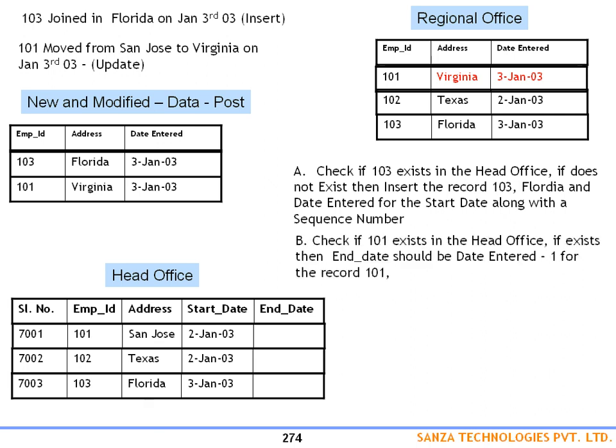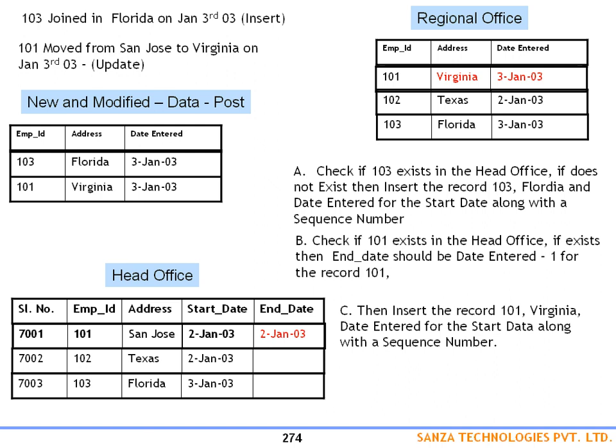And if 101 exists, calculate the end date as the date entered minus 1, that is, calculate the start date, end date, sorry. So it goes and updates the record for that particular employee. Then you insert the new record 101 along with the number.